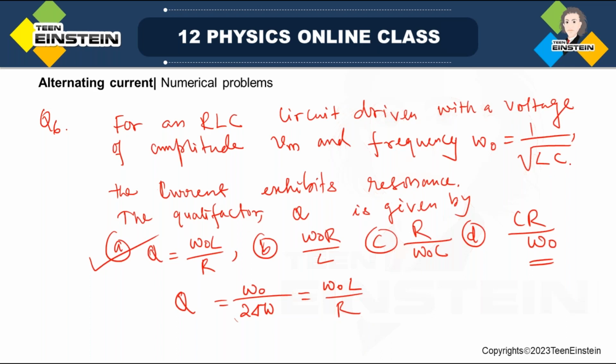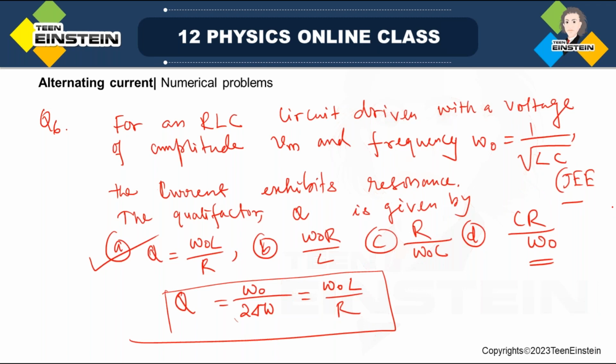So this was actually the question from JEE Main 2018. We have to remember the expression for the quality factor. Okay, all right, I will stop here for today.